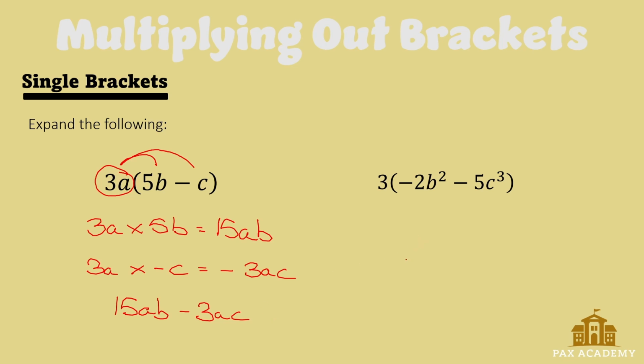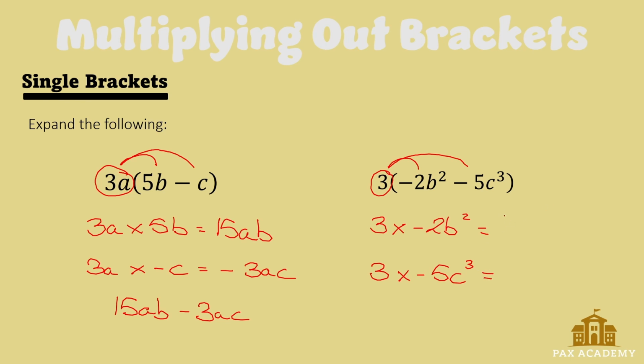This last one reads 3 times open brackets, minus 2b squared, minus 5c cube, close brackets. Again, here we have a 3 in front of the brackets, so we need to multiply this one by each term inside the brackets. So we get 3 times minus 2b squared, and then we get 3 times minus 5c cube.